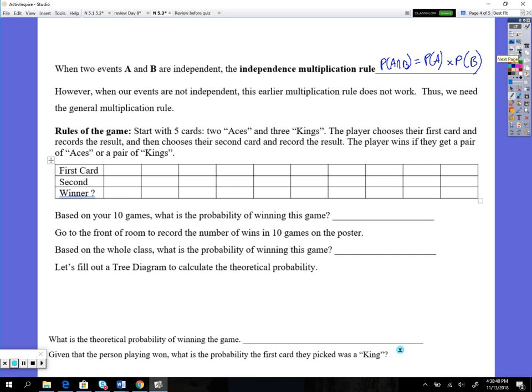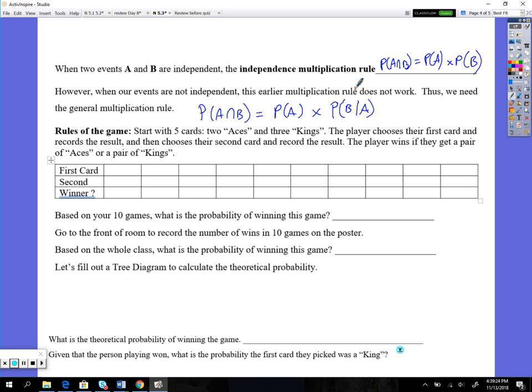Alright, so we have this independence multiplication rule that if events are independent, we just multiply A times B, and that will give us the AND situation. However, our events are not always going to be independent, and so this multiplication doesn't work for everything. It only works for our independence rules. So similar to our addition rule, we kind of need one that is more of a general multiplication rule. And so for this, our general multiplication rule is going to be the probability of A and B is equal to the probability of A times the probability of B given that A has occurred.